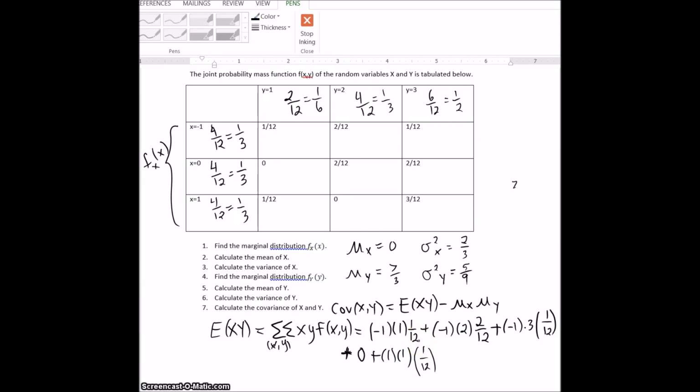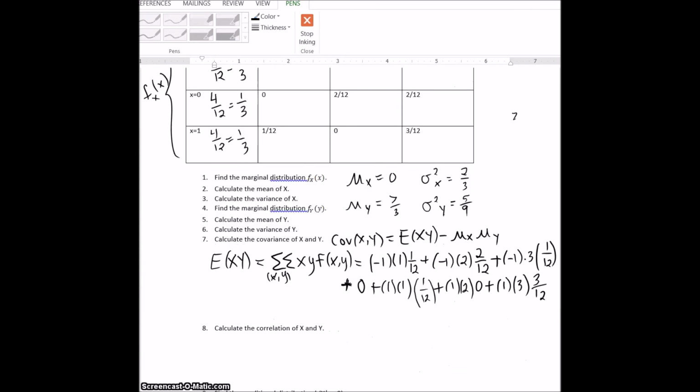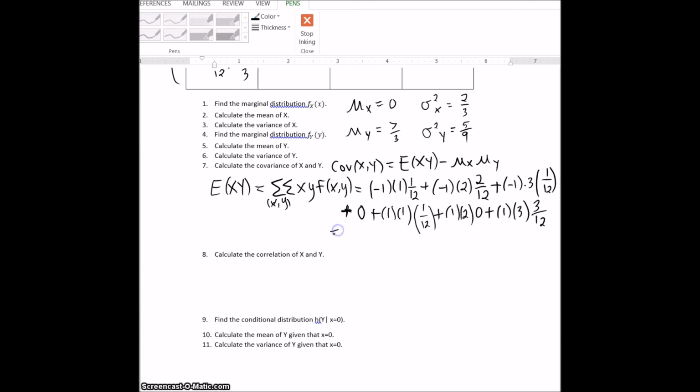Multiplying 1 by 1 and then by the probability that x is 1 and y is 1, which is 1/12. I have plus x is 1 and y is 2 times the probability that that happens, which is 0, plus x is 1 times y is 3, and the probability of that combination is 3/12. So when I add these all up, I get that the expected value of x times y is equal to 1/6.